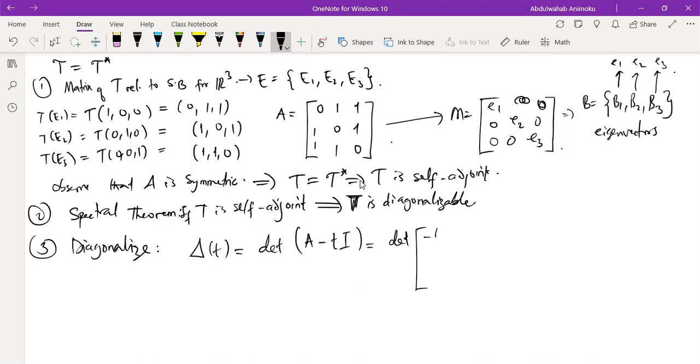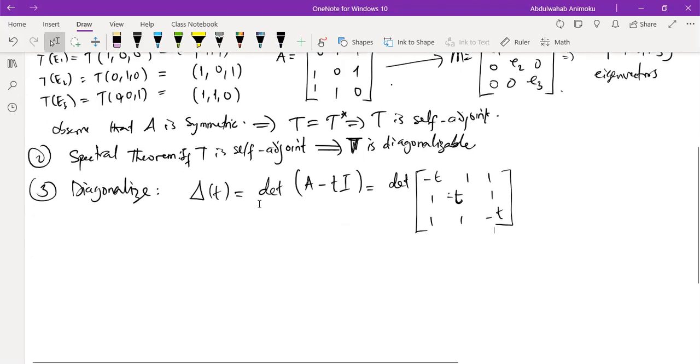So this is going to be 0 minus T, 0 minus T. So we have minus T again, 1. And the last one we have 0 minus T. I hope this is making sense so far. So from here, what do we do? We find the determinant of this. And we have to be very careful not to make mistakes because we have a 3 by 3 matrix. So how do we find the determinant of this?